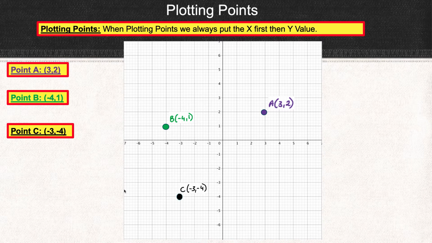Dermot, where would the point minus 3, minus 4 be? Out to minus 3 and down to minus 4. And Emer, where would the point 2, minus 2 be? Over to 2 and down to minus 2, exactly. So that's the basics of plotting points. You don't really need too much more.